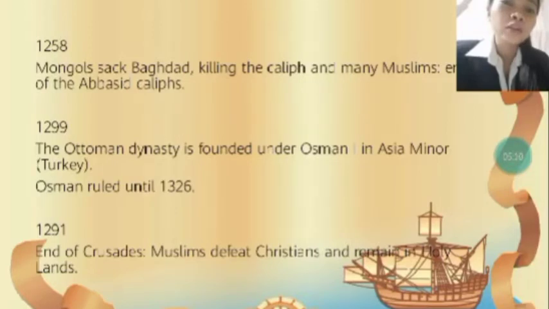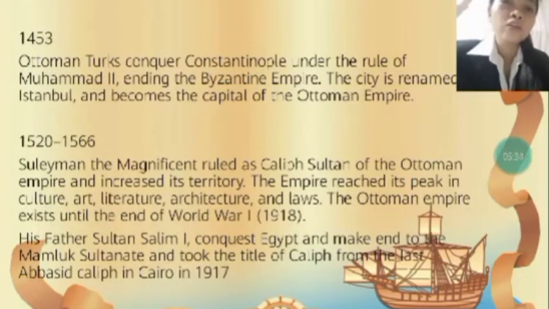In 1291, the end of the Crusades, Muslims defeated Christians and remained in the Holy Lands. In 1453, Ottoman Turks conquered Constantinople under the rule of Muhammad II, ending the Byzantine Empire. The city was renamed Istanbul and became the capital of the Ottoman Empire.